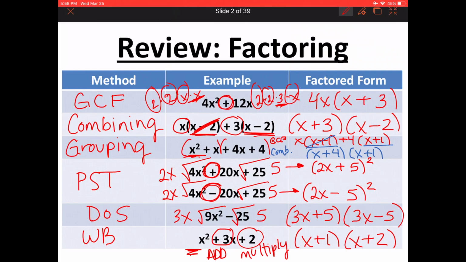So this is all review from chapter 9. Hopefully we remember that pretty well. And now let's move into the new items here with chapter 10.